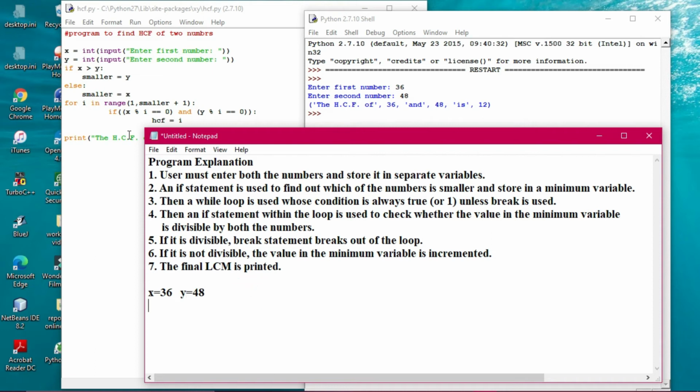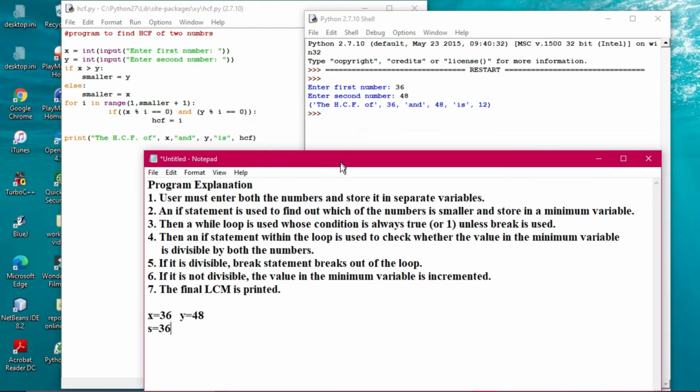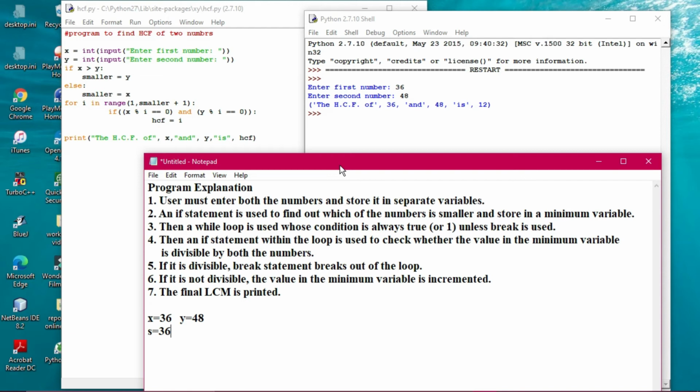Now what is happening? Is 36 greater than 48? Certainly not. So S will be storing the smaller value, which means S will have the value 36. Now for i in range: it will start from 1 and go to smaller plus 1.